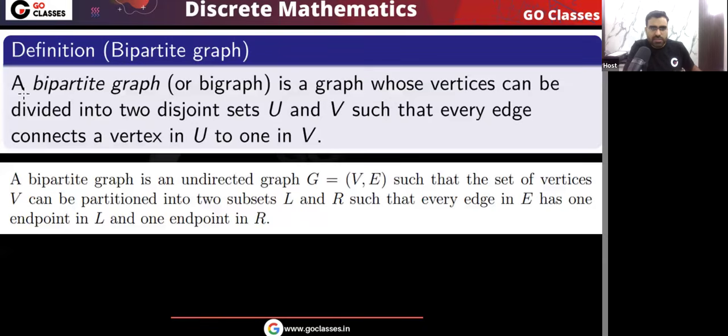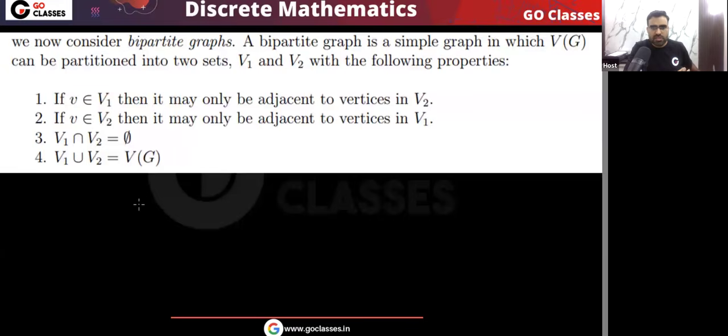So you can see this is the definition, a bipartite graph, or I can say bigraph. So this is a graph whose vertices can be divided into two disjoint subsets such that every edge connects a vertex of set U to a vertex of set V. Okay, so this is the simple idea. Now let me tell you the formal definition just for formality. Okay, let's see the definition of bipartite graph. So in the bipartite graph, there are some conditions that we need to satisfy. So let me explain.